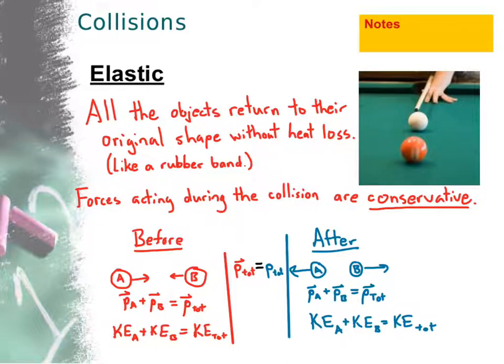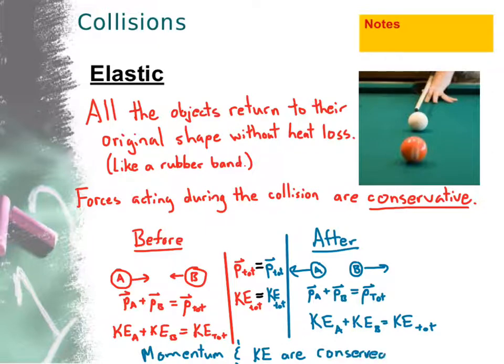But with elastic collisions, it's also true that the kinetic energy of the system is conserved. So the total amount of kinetic energy I had before equals the total amount of kinetic energy I have after. So both momentum and kinetic energy are conserved.